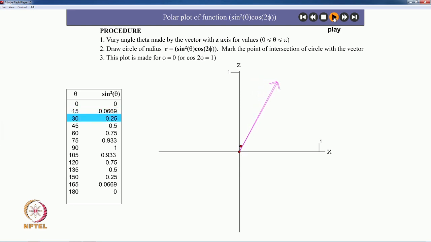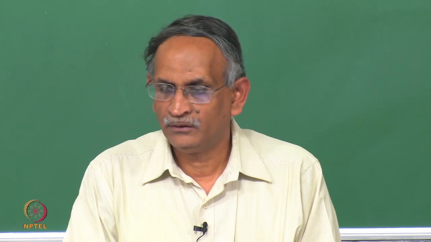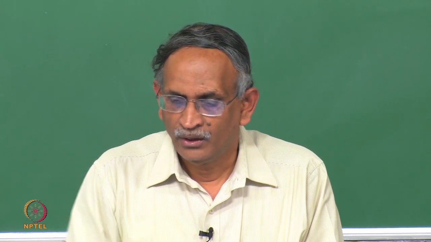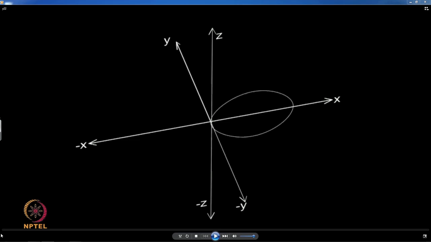I don't have to go through this. Let me go to the last frame. That's what you will get. Okay. If you want to play around, you can stop and see that it plots the right thing. This is sin square theta. And then this is modulated by cos 2 phi, with cos 2 phi being 1 at x where phi is 0. Cos 2 phi being minus 1 at y where phi is 90.